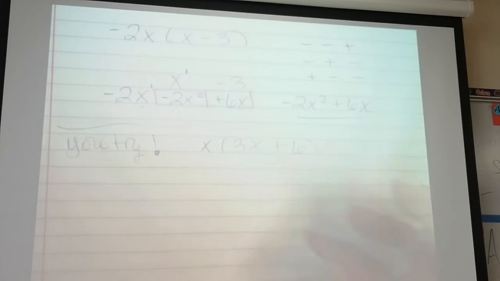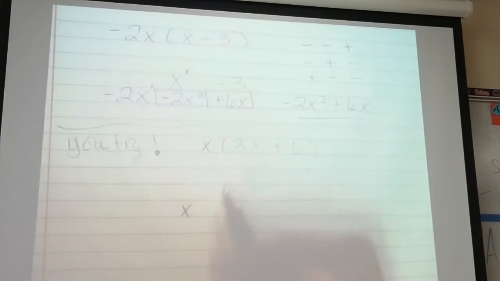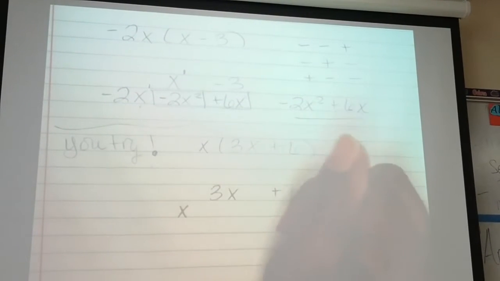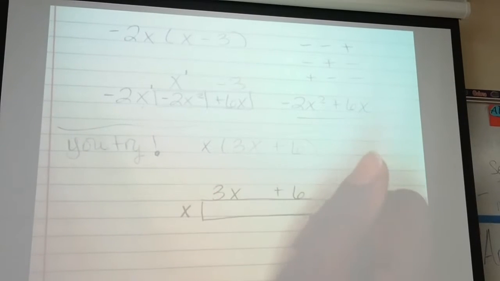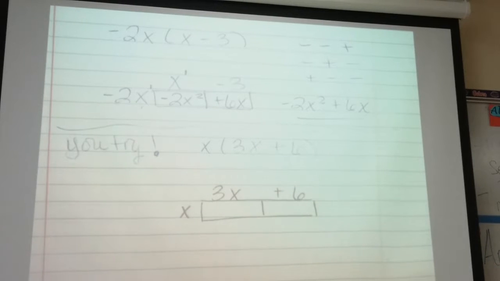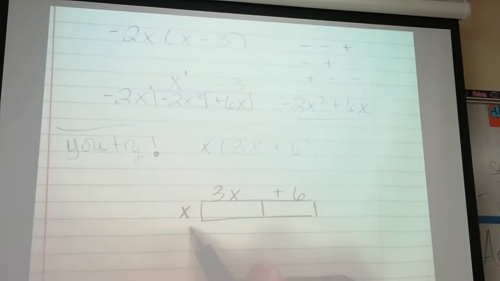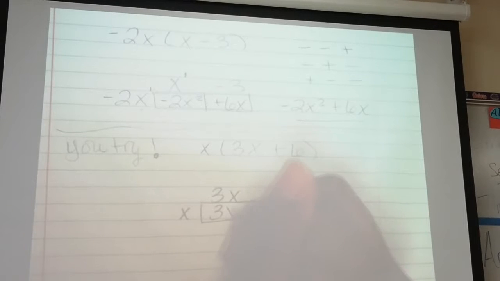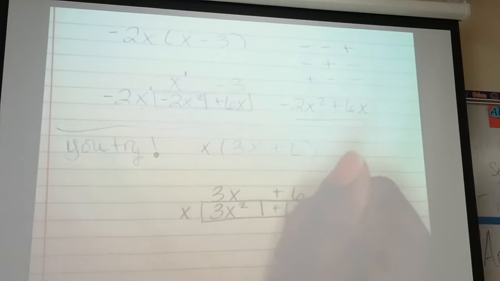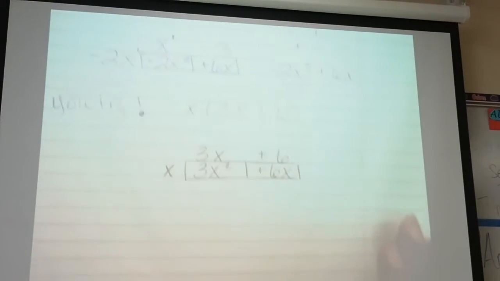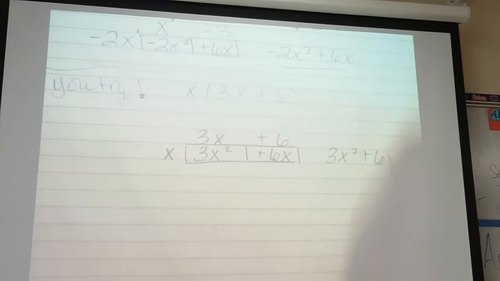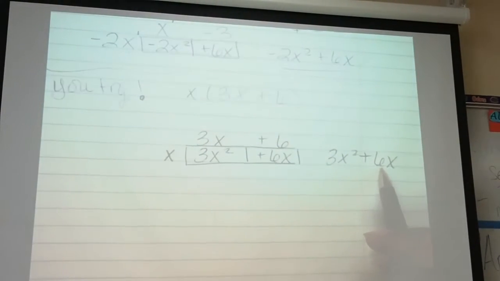Alright, so whatever's on the left, we're gonna put on the left. Whatever's on the right, we're gonna put at the top. Draw your box. So then you have side times the top. So that's 3x squared. Side times the top. Positive 6x. Whatever is in your box, you're going to bring it over. That's your final answer.